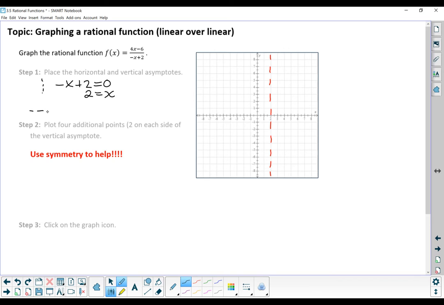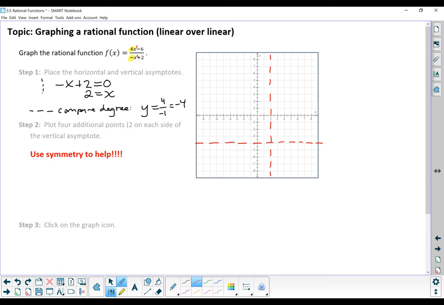For the horizontal asymptote, I need to compare degrees. And when we compare the degrees, we can see that they are both degree 1. This is a degree 1 and a degree 1. Since those degrees are the same, we want to do the ratio of the leading coefficients. Watch out for cases like this where you have a coefficient of -1. So 4 over -1 is equal to -4. So we would plot that other asymptote at -4.